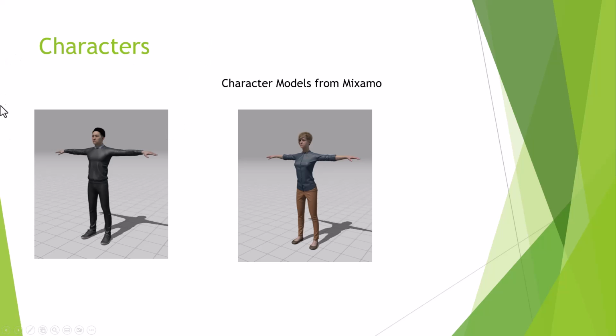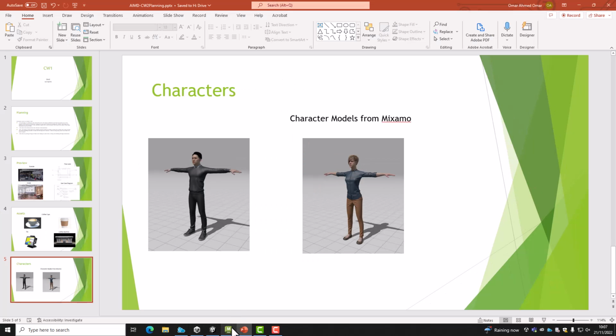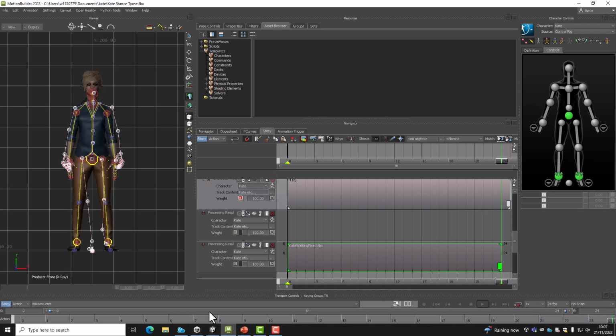These are the maximum characters I have so far. This is Kate, a customer, and I want to make Len here the cashier as well. Since my work in progress video, I've added a walk animation to Kate. I added this walk animation to Kate and I imported it into Unity.